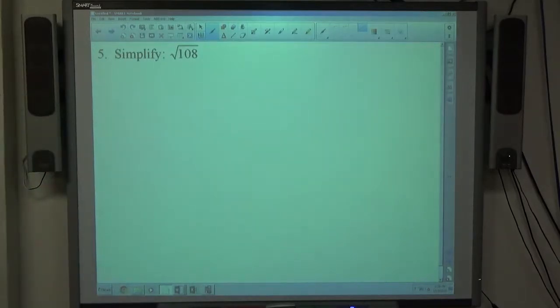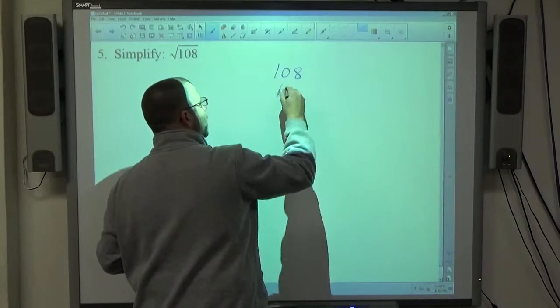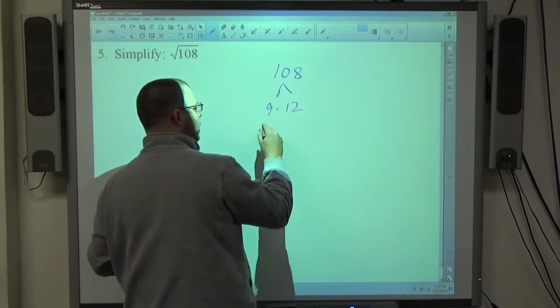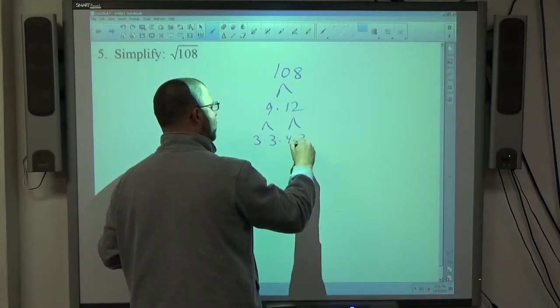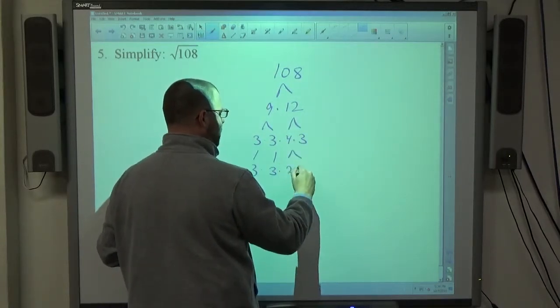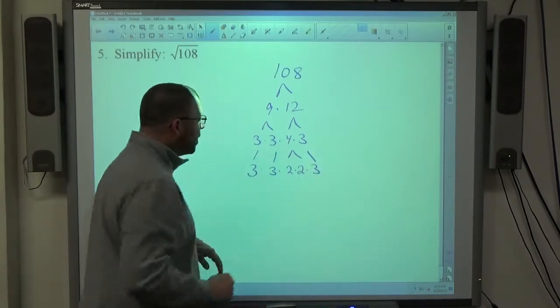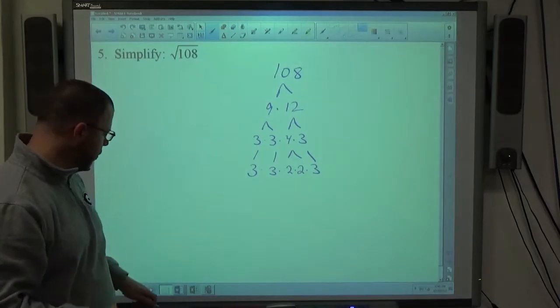Number 5, simplify square root of 108. So if I do a factor tree, 108, probably 9 times 12 would be an easy one. One of our multiplication facts. 12 is 4 times 3. 3 is prime, 3 is prime, 4 is composite, 2 times 2. Make sure that you get down to all prime numbers here. So 3 times 3 times 2 times 2 times 3.